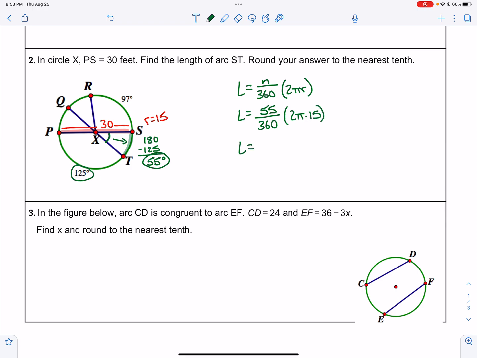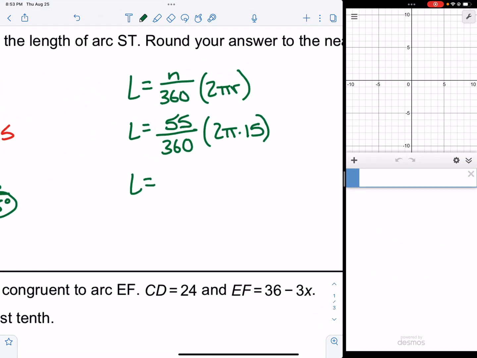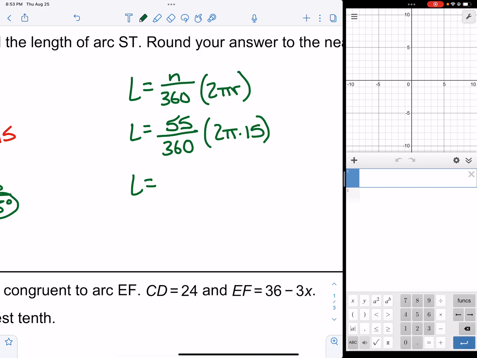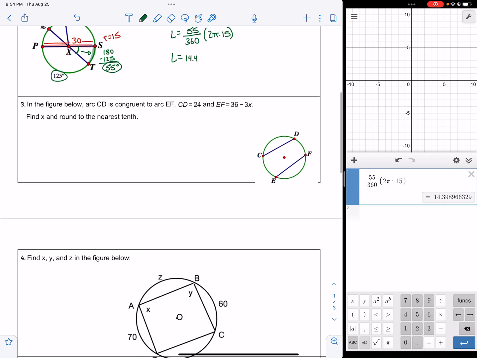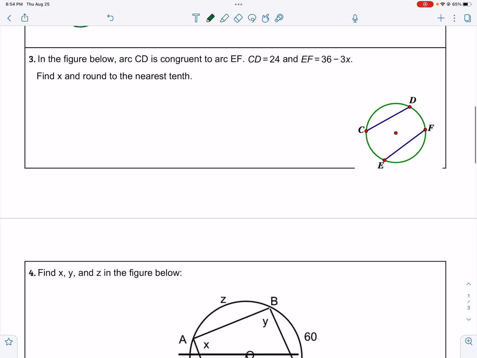And it says round our answer to the nearest tenth. So let's just use a calculator to type all that in and round it off. So 55 divided by 360, and then 2 pi times 15 would round to be 14.4 approximately. And that's it for number 2. Number 3 says in the figure below, arc CD is congruent to arc EF. CD equals 24 and EF equals 36 minus 3x. Find x and round to the nearest tenth.